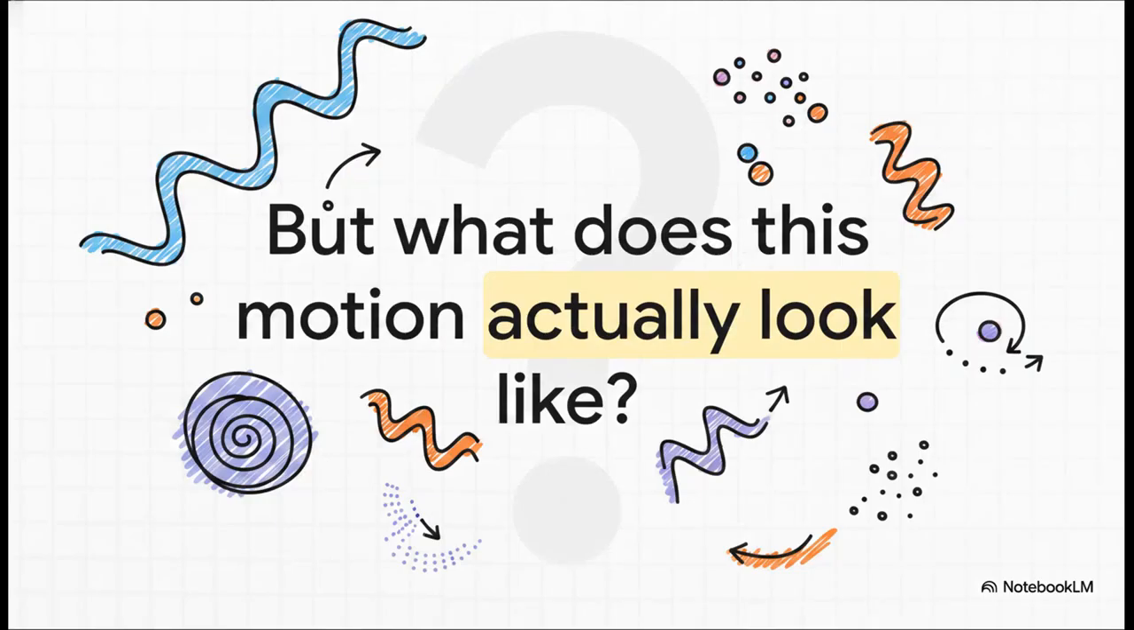Now, okay, we've got an equation. That's great. But what does it mean? What does this motion actually look like? It's clearly not constant speed and it's not constant acceleration. So what is this particle really doing?